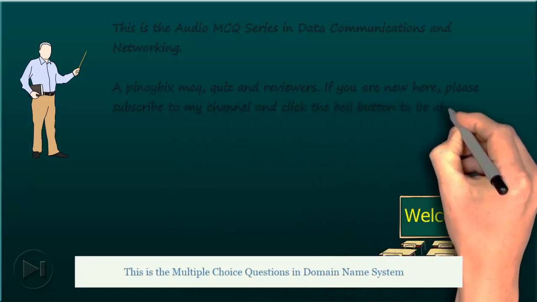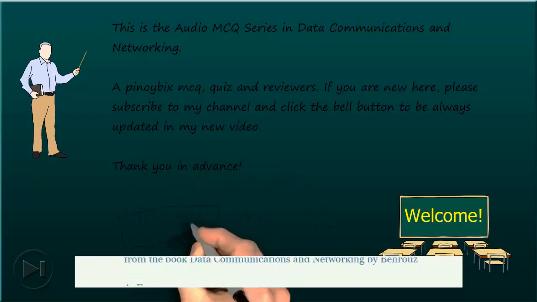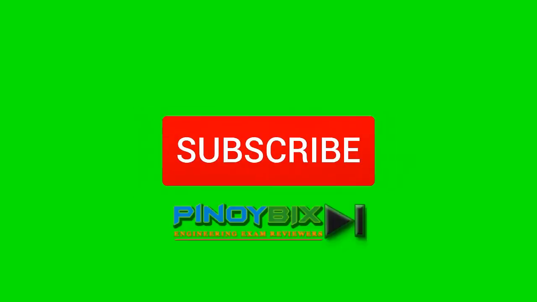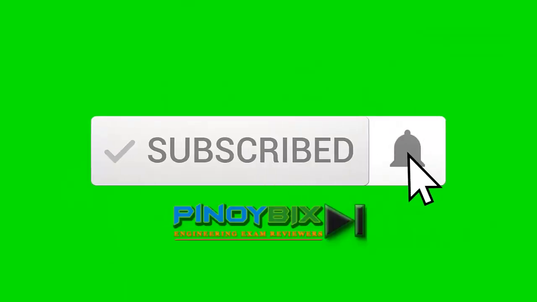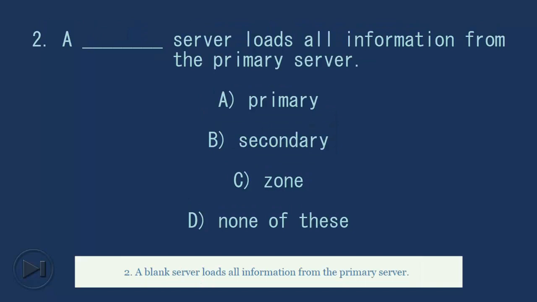Answers to the multiple choice questions in Domain Name System from the book Data Communications and Networking by Behrouz A. Forouzan. 1. A full domain name is a sequence of labels separated by blank. A. Semicolons. B. Dots. C. Colons. D. None of these. Answer, B. Dots.